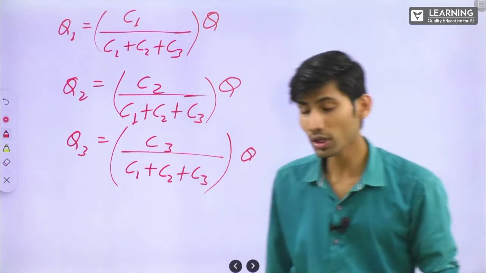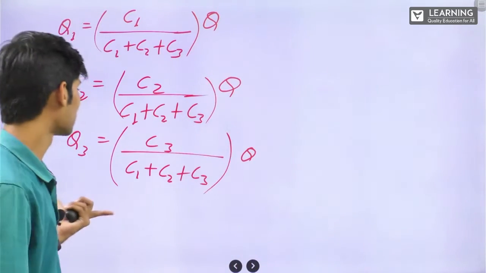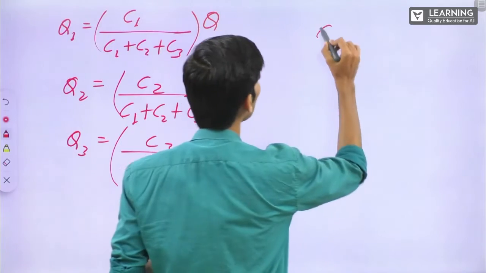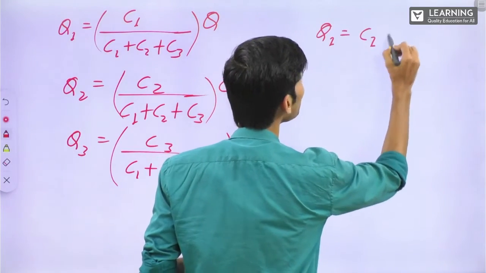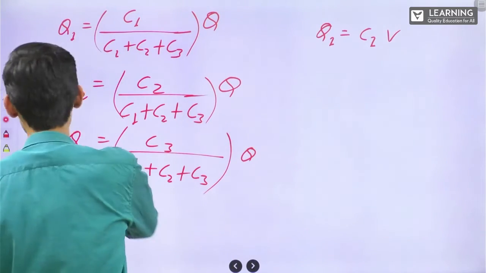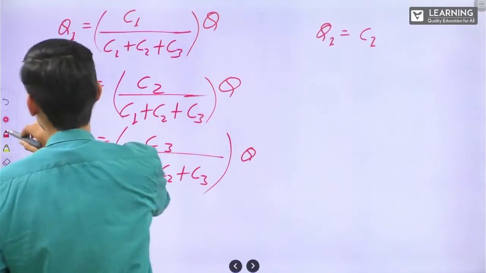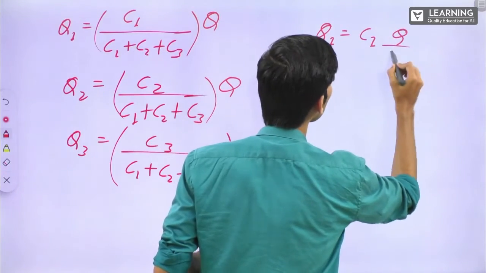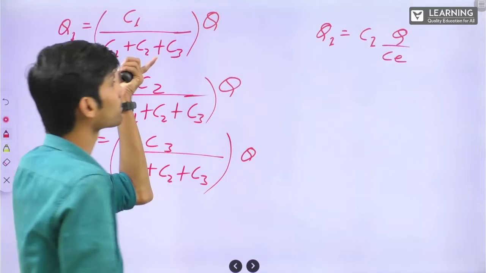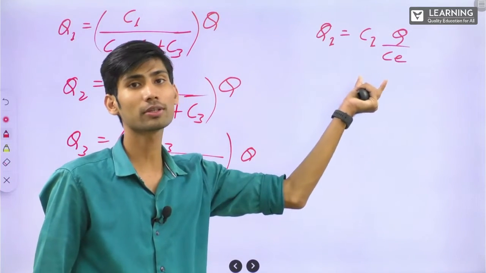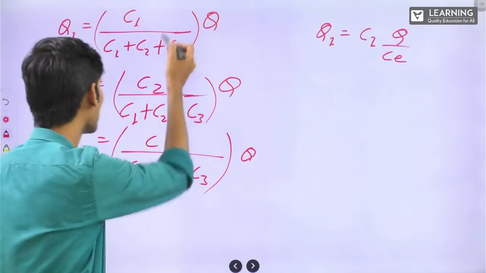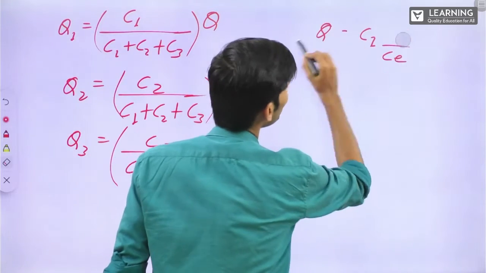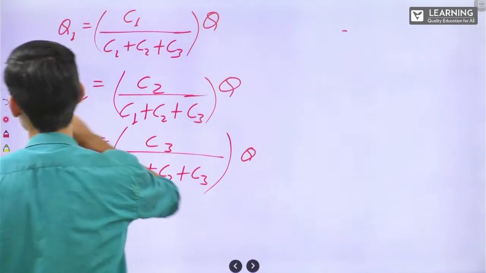Fine. So now, how did this come? Very simple. Q1 will be equal to C1 into V. What is V? Q by C equivalent. C equivalent is C1 plus C2 plus C3. So C1 upon C1 plus C2 plus C3 into Q. That's what we have written. You can remember this particular formula.